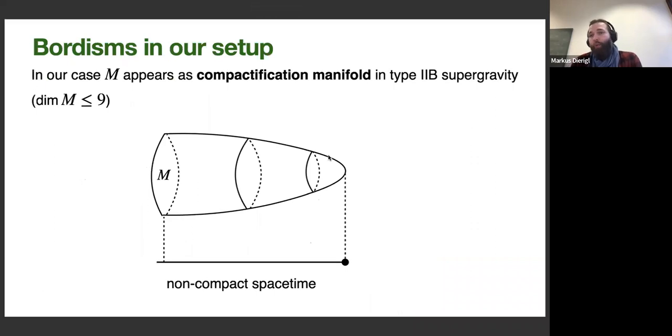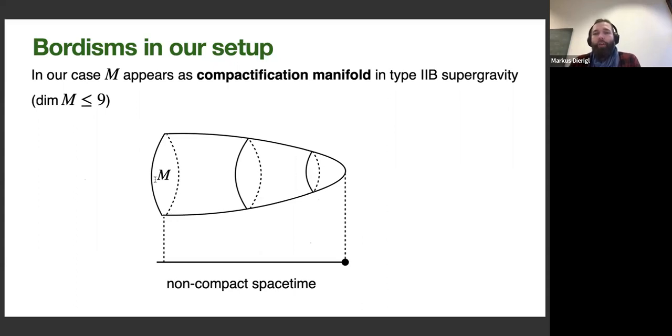Now, in our setup, we want to do that in string theory, where this manifold we're talking about and want to deform to nothing arises as a compactification space. So our setup will be type 2b supergravity, or type 2b string theory. And we want at least one non-compact direction, meaning that our manifold should be of dimension 9 or smaller.